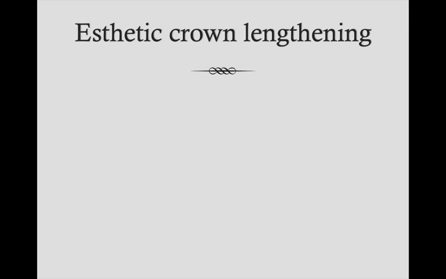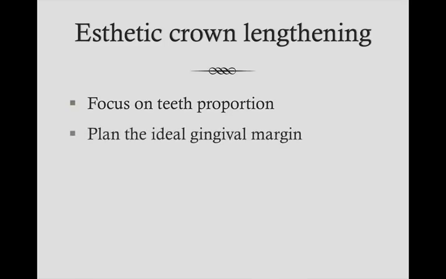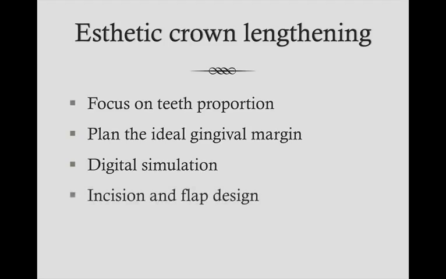So if you're considering aesthetic crown lengthening for your patient, definitely focus on not just the length of the tooth, but the proportion or the ratio between width and height. You have your proportion gauge to help you. Do everything that you can to plan an ideal gingival margin. Use a digital simulation, diagnostic wax-up, and a mock-up. These things help, and you were able to see in video number 2 how we do the simulation.